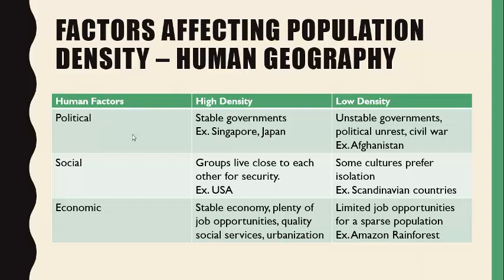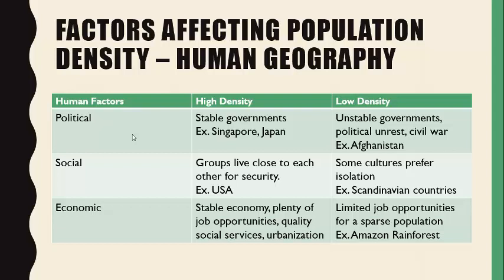And then, on the other hand, we could look at human geographic factors, which can affect population density. So there are political factors. Places that have stable governments tend to support higher population densities. So think of a country like Singapore or Japan: highly concentrated, highly dense populations. They have strong, stable governments, and have for many decades.